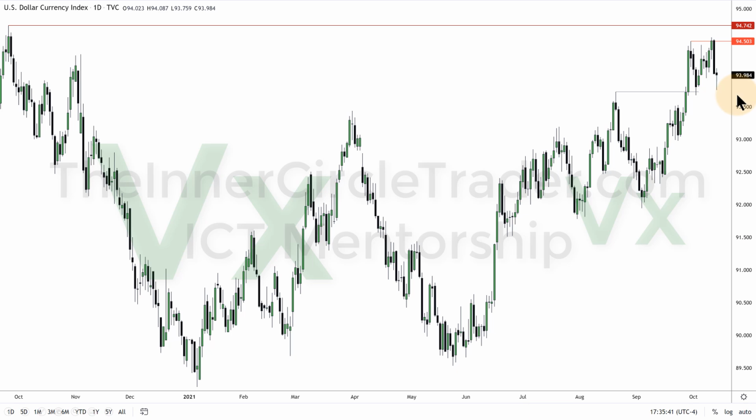We've seen a little bit more decline from this shallow run above this high here. We're inside of the dealing range between this low and the high here. So we're going to see what we get in response to now having declined this far back.